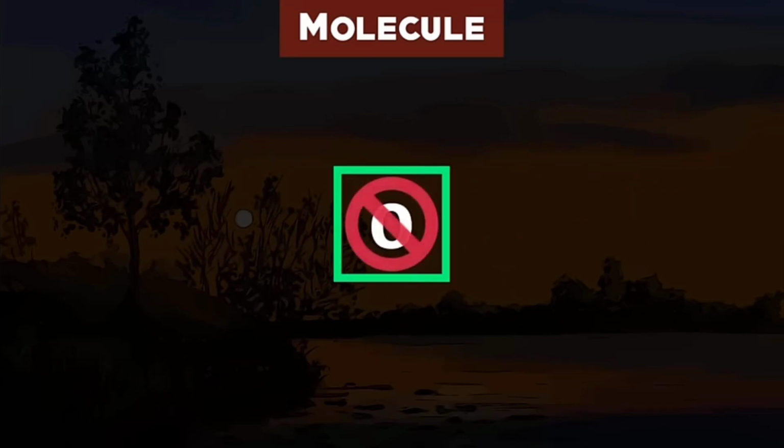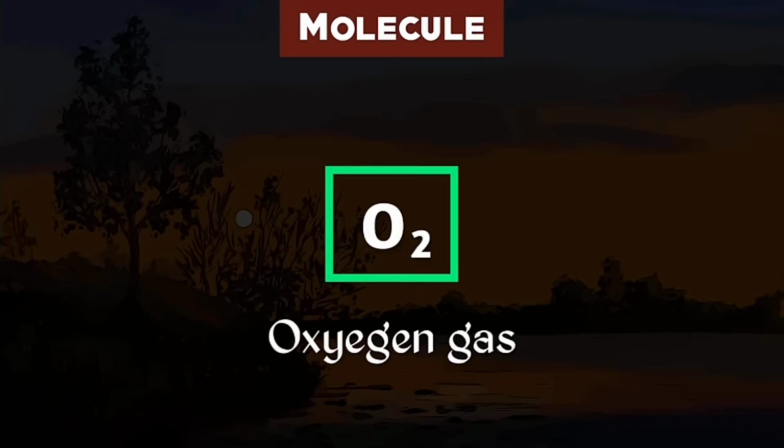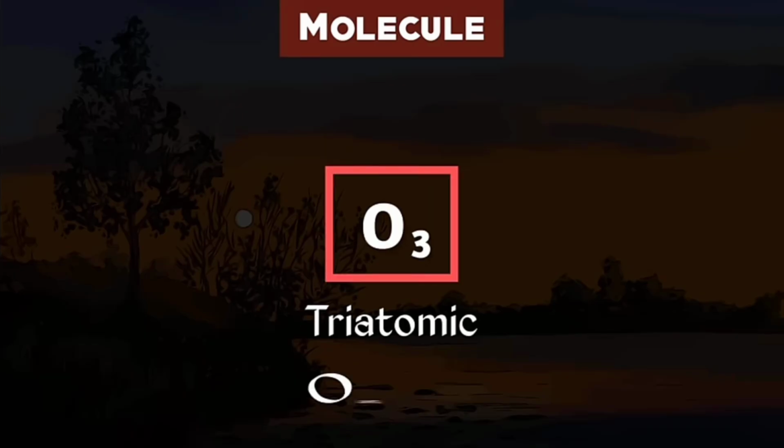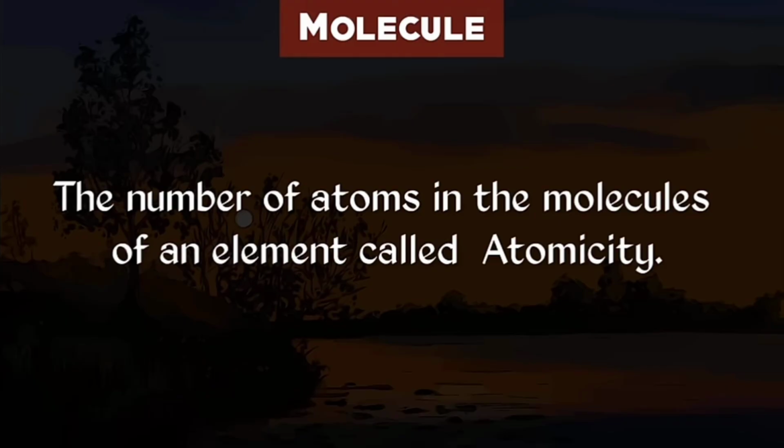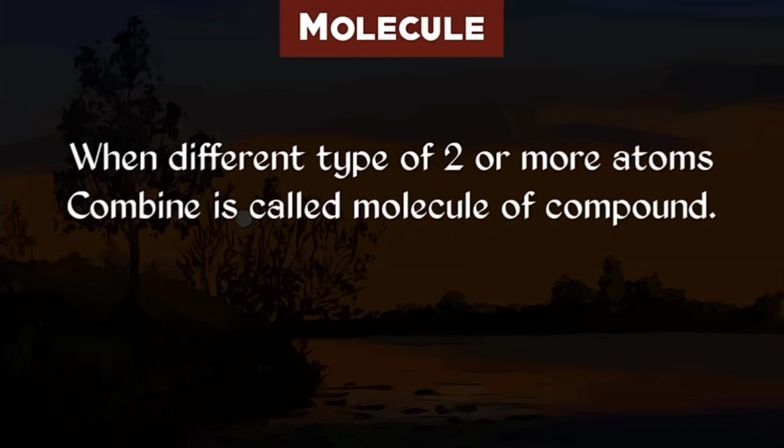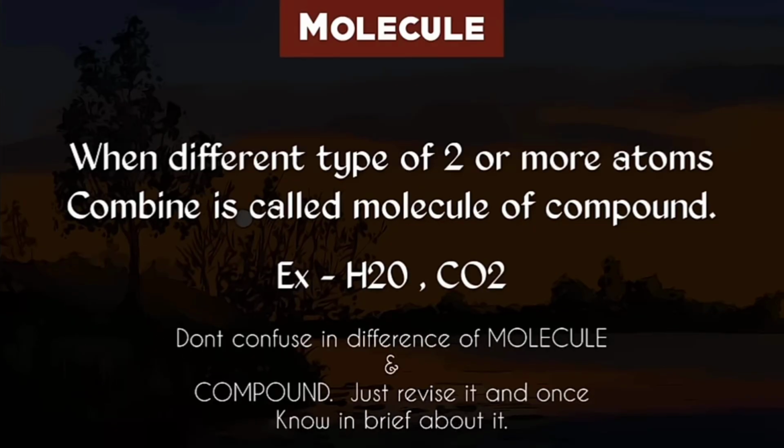There are many elements that don't exist alone. For example, a single oxygen atom never exists. We always write it as O2, meaning oxygen gas. Similarly, 3 oxygen atoms, O3, are called triatomic, meaning ozone gas. The number of atoms in a molecule is also called its atomicity. When 2 or more atoms of different types combine, it is called a molecule or compound. For example, H2O or CO2.